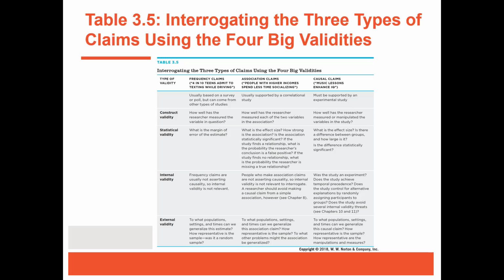This table is a good summary of how we interrogate the three claims: frequency, association, and causal, using the four big validities: construct, statistical, internal, and external. It provides a good summary of what we've been discussing. You can use this to help organize the relationships between each claim and validity.